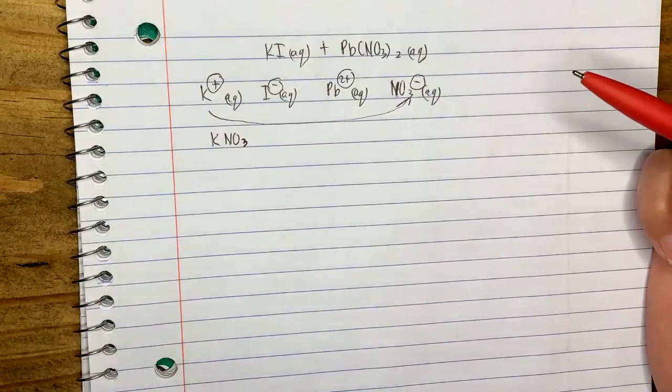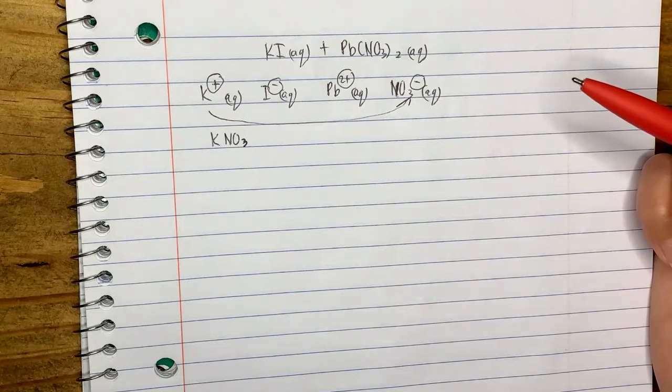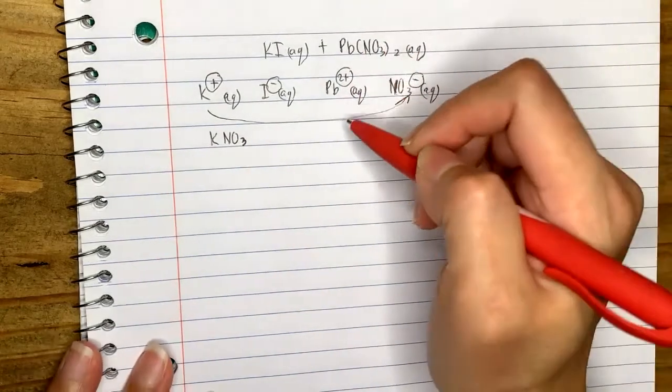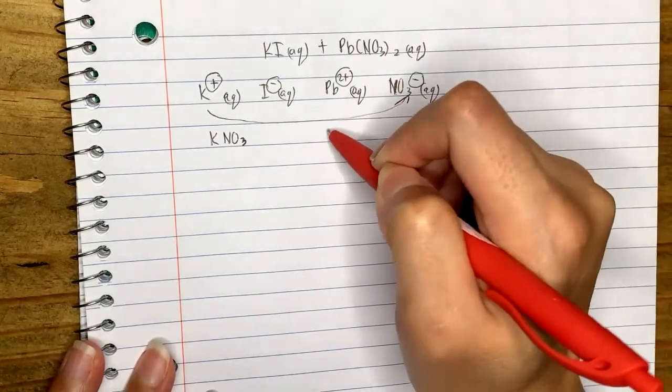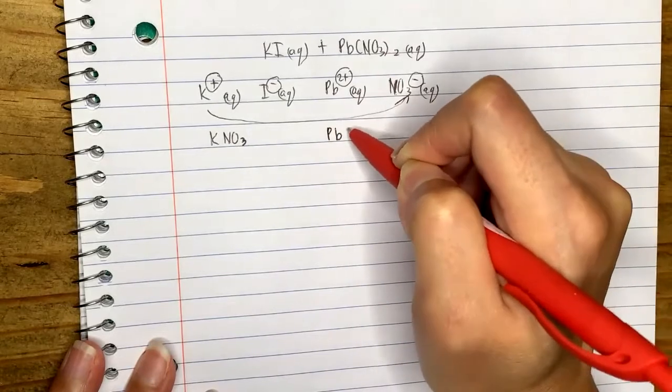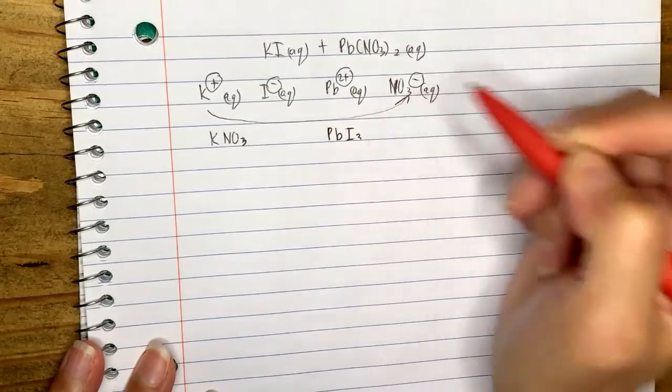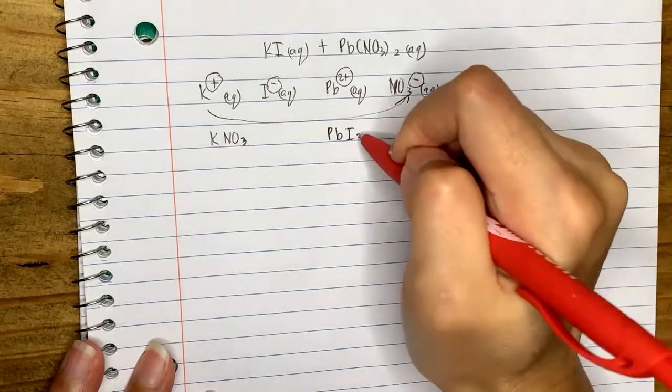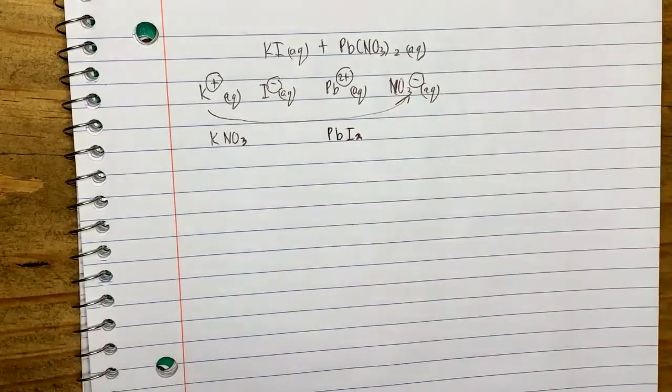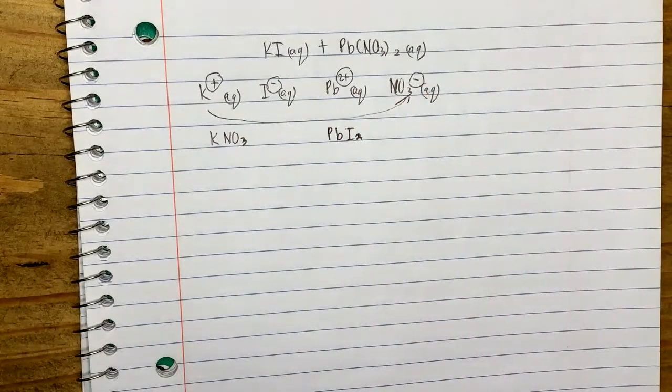And then Miss Iodide is like, well, I see Mr. Potassium over there talking to Miss Nitrate, never mind. I'm going to go ahead and talk to Mr. Lead. So then we have Iodide is going to talk to Lead. So here's my other potential couple. So these are my potential couples now.